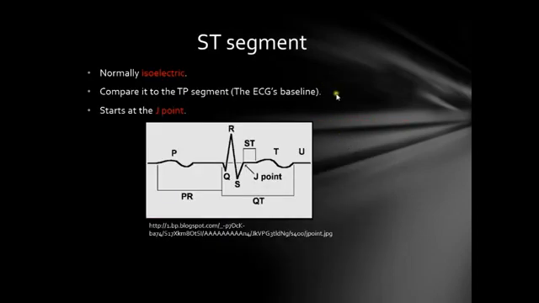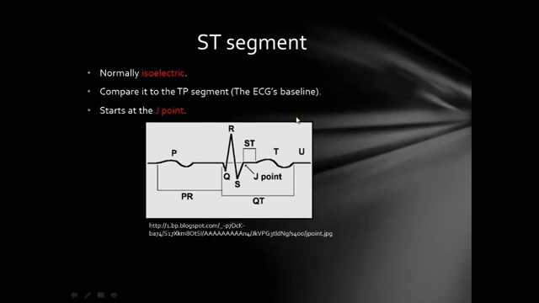The sixth thing you check is the ST segment. It's not an interval, it is called a segment. And normally it is isoelectric, and it starts from the J point. The J point is right here, the end of the S wave and the beginning of the ST segment. This is called the J point. So you start looking at the ST segment from the J point, and it should be isoelectric.